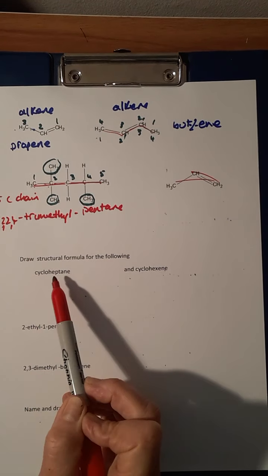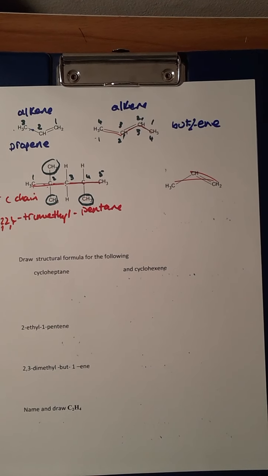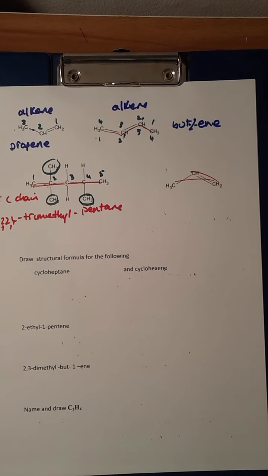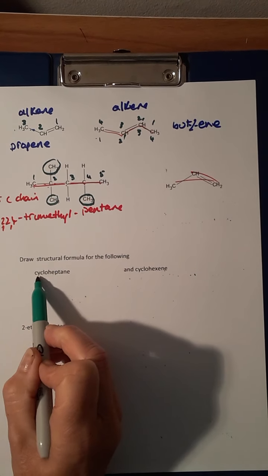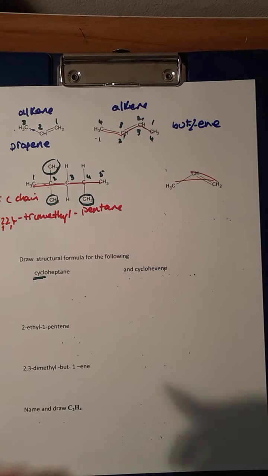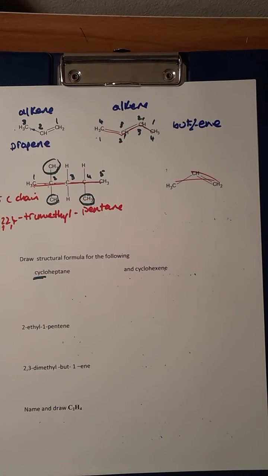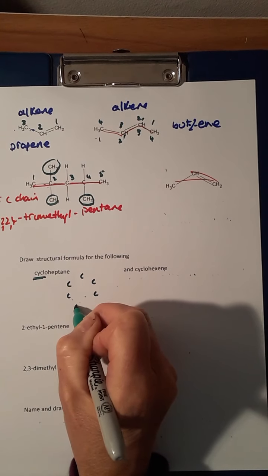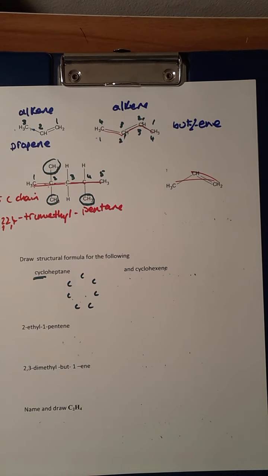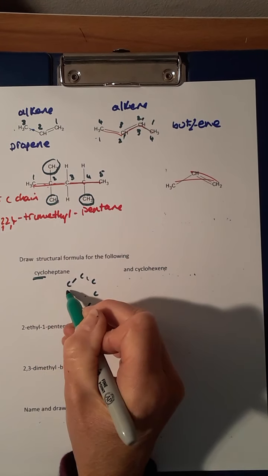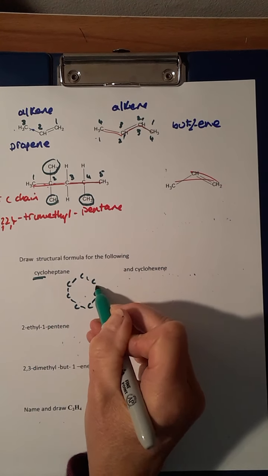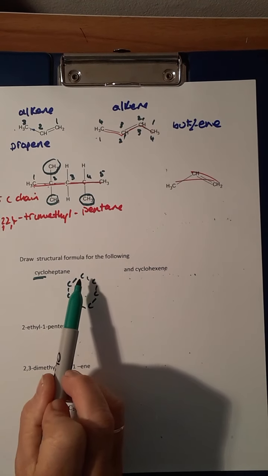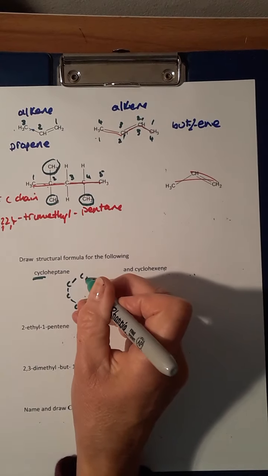Right, draw the structural formula for cycloheptane. Okay, cycloheptane. Heptane means 7 carbons. And it's a cyclo, which means it's a ring compound. So I'm going to put 7 carbons in a ring shape here. 1, 2, 3, 4, 5, 6, 7. And then I'm going to join them all by single bonds because it's a heptane. And then I'm going to attach hydrogens, 2 hydrogens at each carbon.